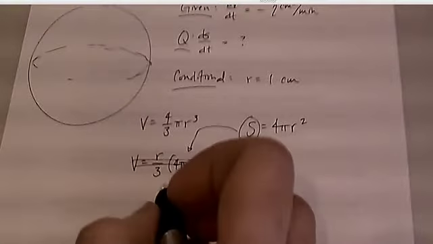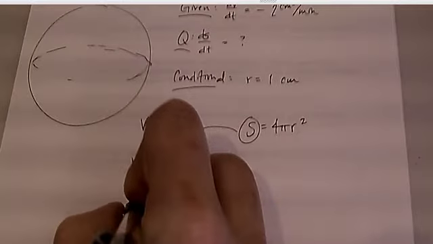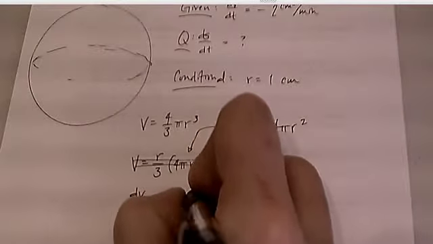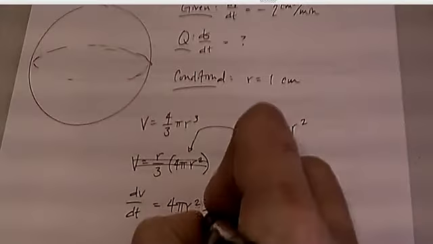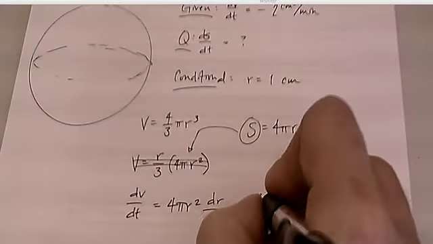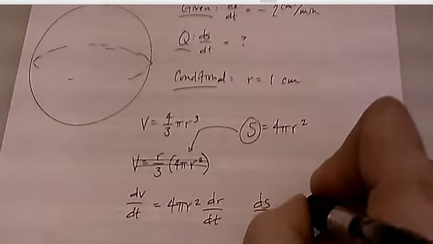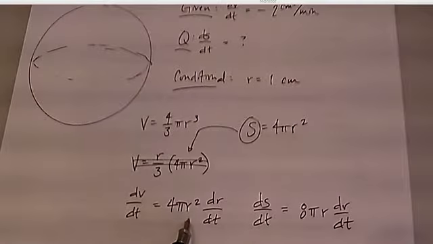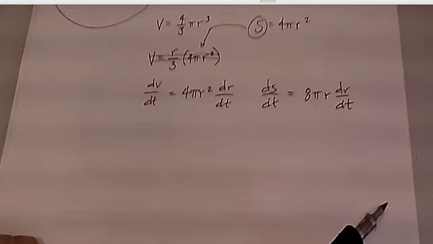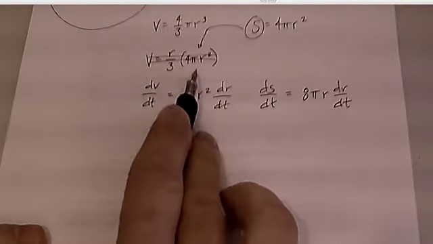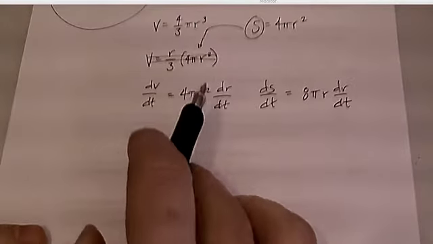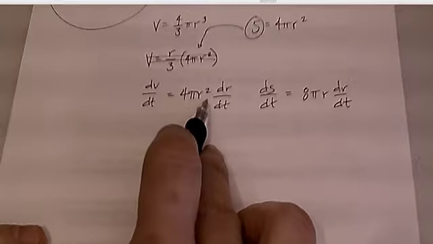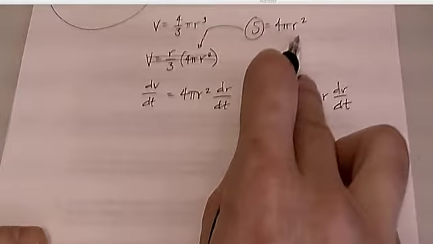I would basically differentiate both of them. dV/dt is equal to 4 pi r squared dr/dt. And dS/dt is equal to 8 pi r dr/dt. I would solve this one for dr/dt and then use that information and plug it into here. That way it winds up being a little bit easier than trying to deal with the product rule here. That's just not a good move, okay? Notice 4 pi r squared, 4 pi r squared.